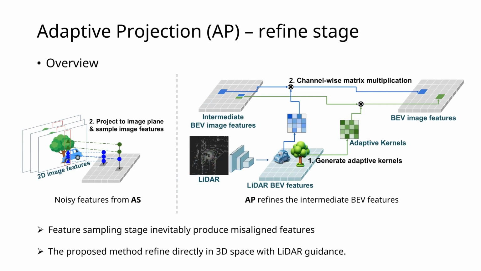Now let me explain the second stage, adaptive projection. Although the adaptive sampling module produces a BEV feature map with sufficiently strong signals, it inevitably contains a significant amount of noise. For example, as shown in the figure on the left, it is structurally difficult to suppress feature sampling in cases of occlusion or in empty 3D regions with no objects. Instead of spending additional effort on refining the camera ray transformation, we introduce the adaptive projection module as a second stage to refine the intermediate BEV feature map directly within the BEV space.